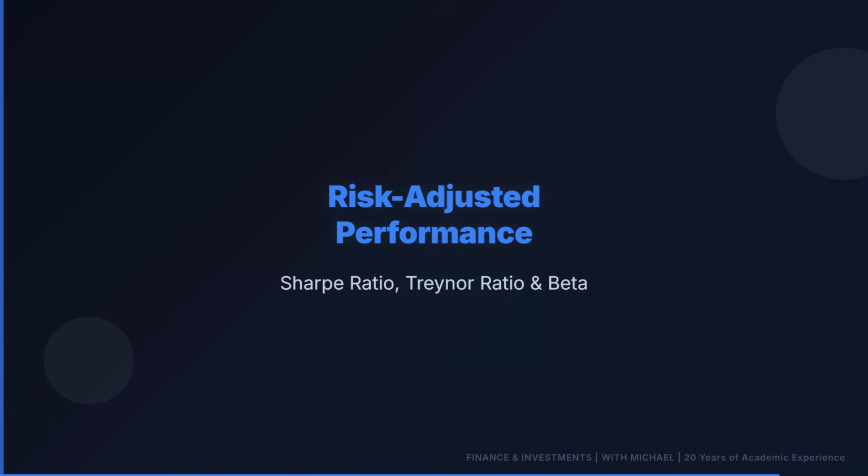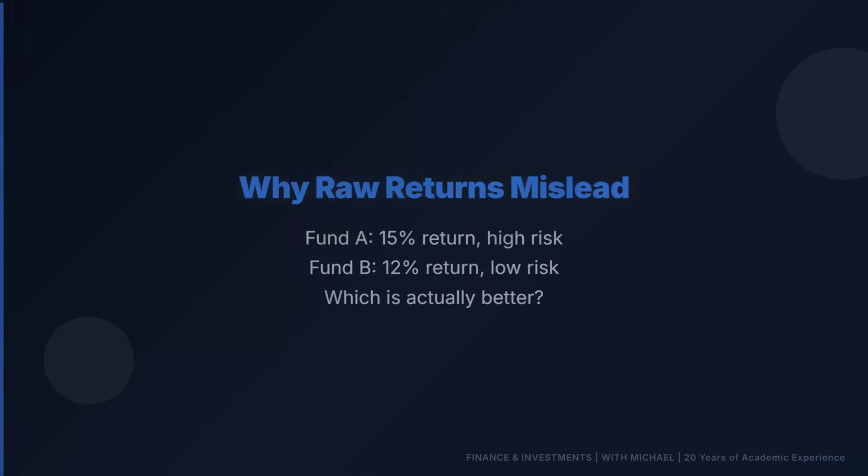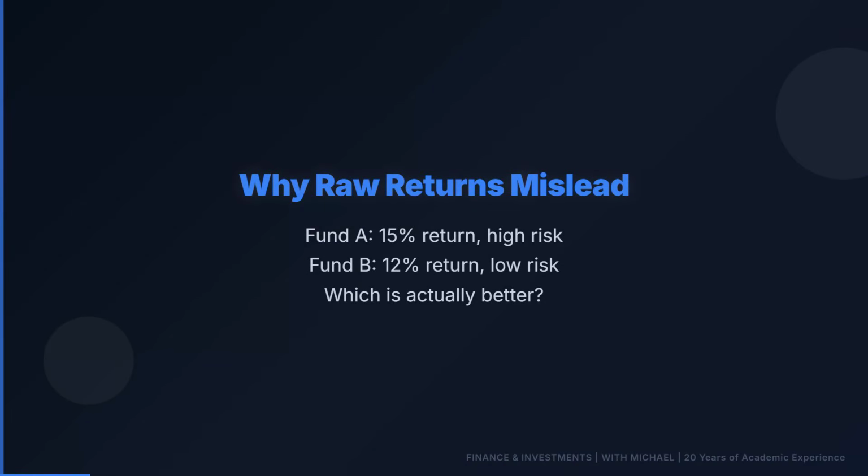To truly evaluate investment performance, you need to measure return relative to the risk taken. That is exactly what the Sharpe Ratio and the Treynor Ratio do. These are the two most important risk-adjusted performance measures in all of finance, and every securities analyst needs to master them. Let us start with the building blocks.